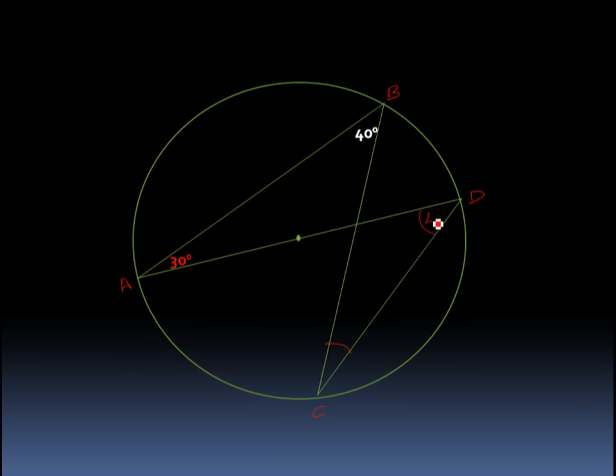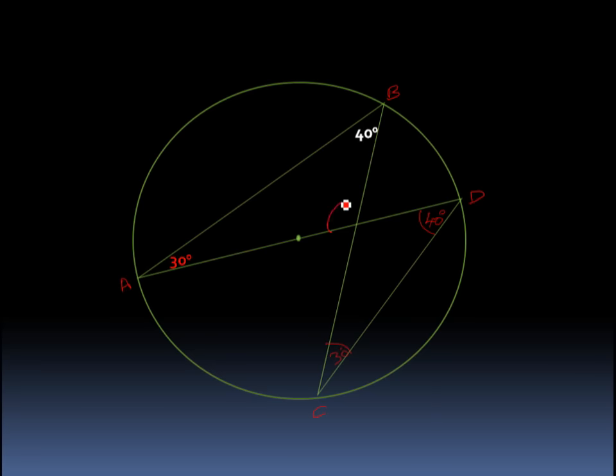Okay, so solution: this angle here should be 40 degrees. And the reason is that these two angles are in the same segment. If you draw a straight line from here to here, this would be a chord that cuts the circle in two segments. So these two angles will be in the same major segment. If I draw a chord right here that cuts the circle into the minor segment and the major segment, then these two angles down here will be equal, so this must be 30 degrees as well.